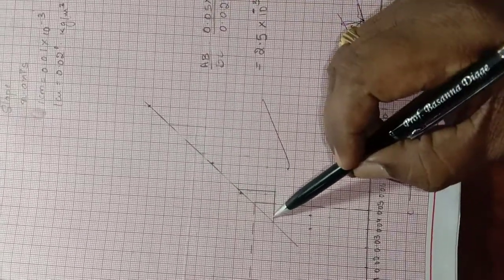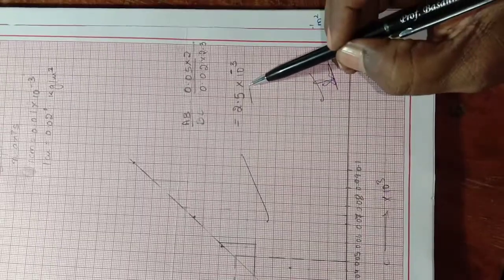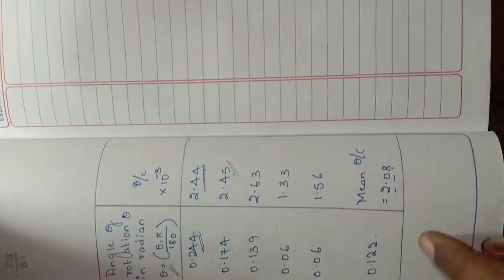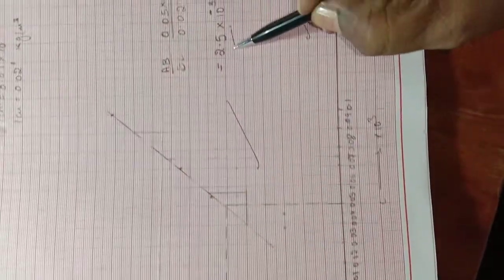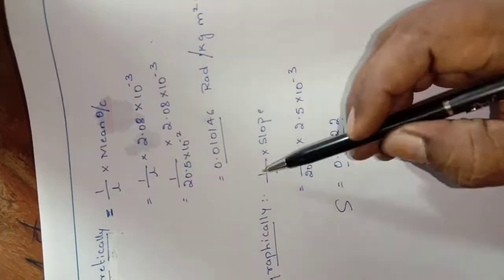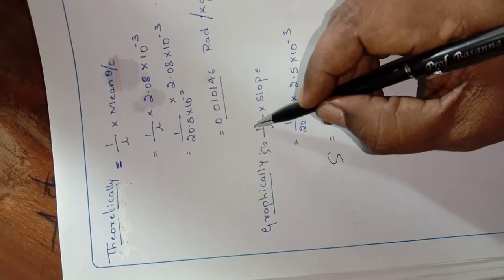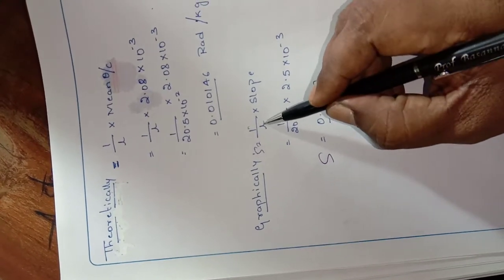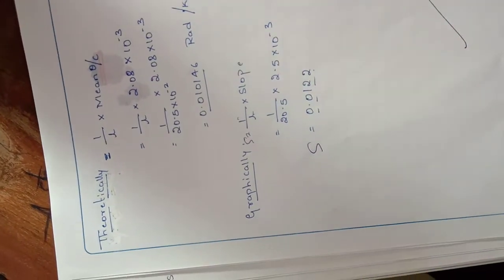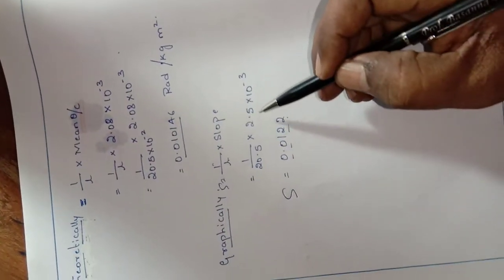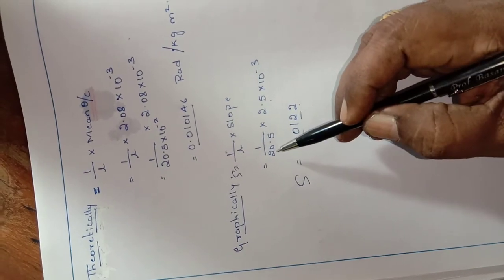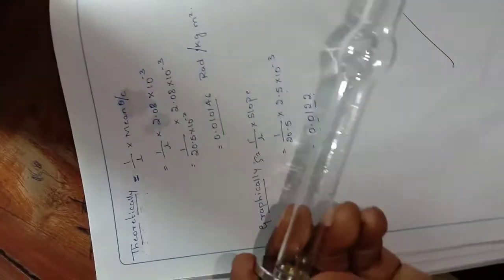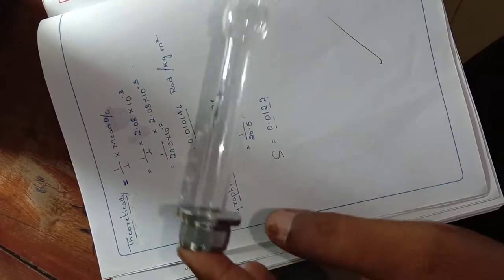Construct the triangle and find the slope. This slope should be nearly equal to the mean of theta by C. Knowing the slope, calculate the specific rotation: S is equal to slope divided by L. Slope is 2.5 into 10 raised to minus 3, and L is the length of the polarimeter tube, which can be measured with the help of the scale.